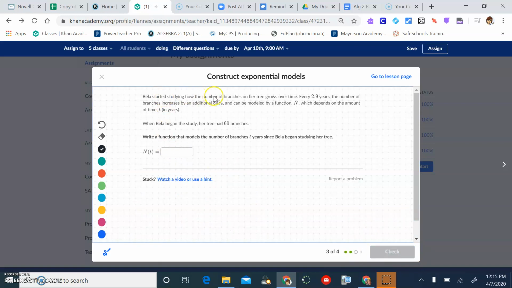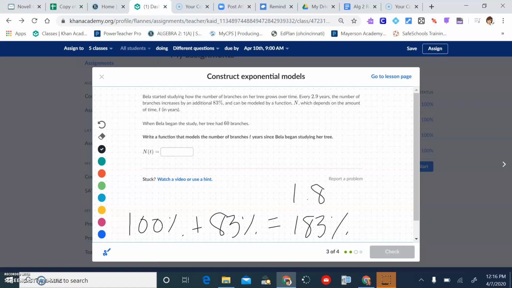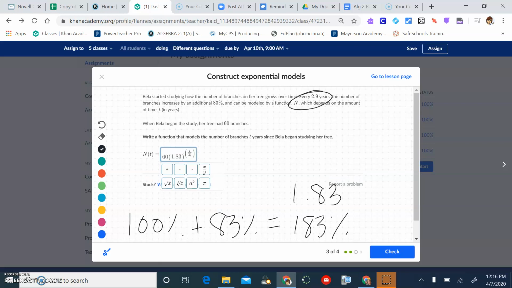Bella started studying again with the branches at 2.9 years. Number of branches increases by 83%. So it's 100% plus 83%, which is 183%, which makes the rate 1.83. And she started with 60 branches. And the exponent here is going to be t divided by 2.9.